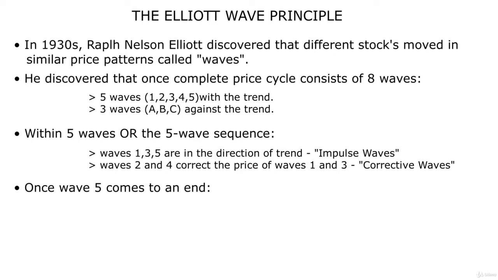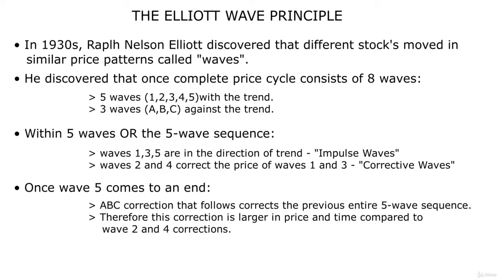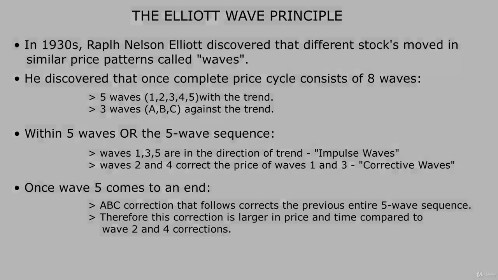Following the completion of 5 waves in one direction, a larger correction takes place in 3 waves. Now once the 5th wave comes to an end, this entire corrective move not only corrects the 5th wave, but the entire 5 wave sequence. And this larger correction is labeled using the letters A, B, C. Let's look at a basic pattern of a complete Elliott wave cycle of 5 waves with the trend and 3 waves against the trend.